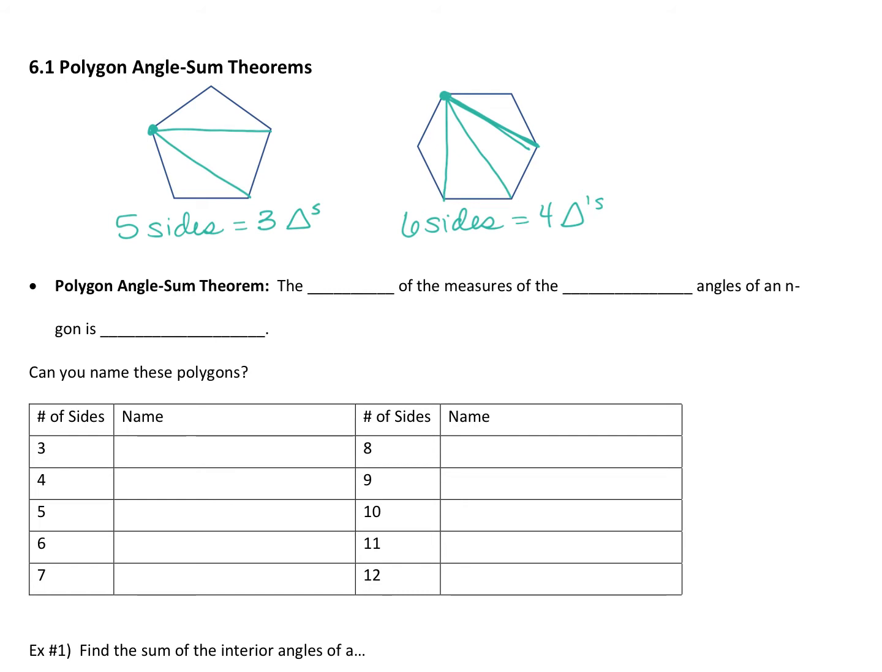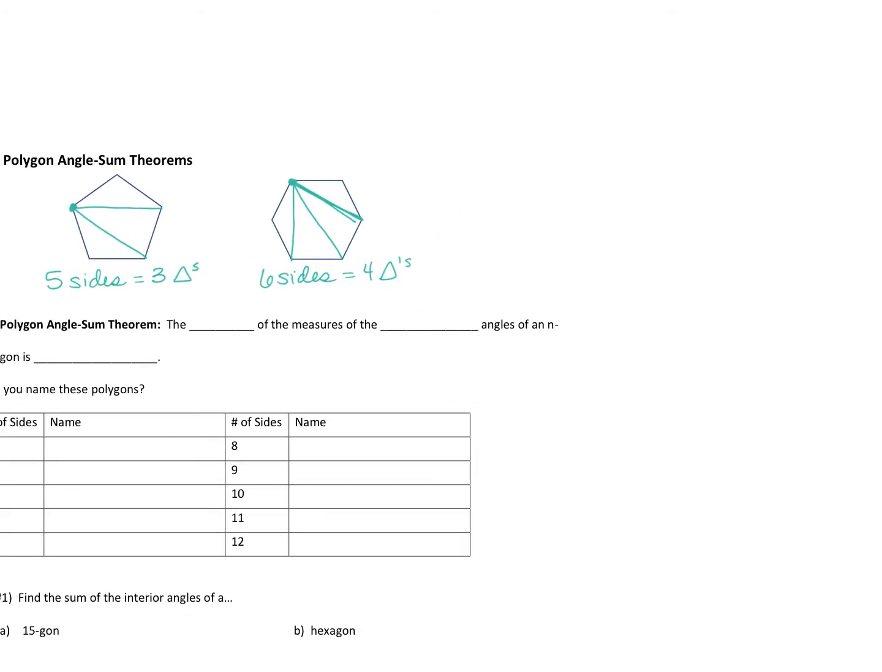Do you see a trend yet? What if I had a 7-sided figure? How many triangles would you expect? 5. 5 triangles. If I had an 8-sided figure, how many triangles would you expect? 6. So what's happening? It's 2 less every time. Okay, so the number of triangles that we have is our sides minus 2, right? The number of sides minus 2.